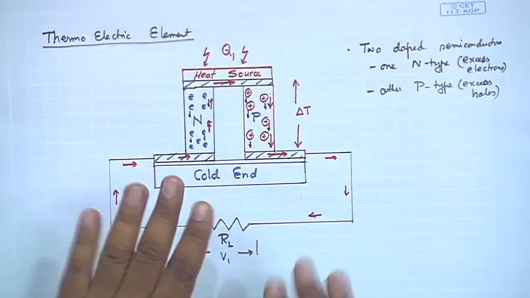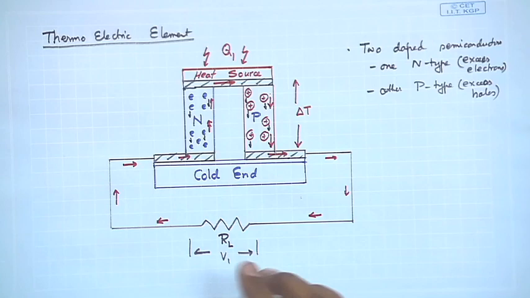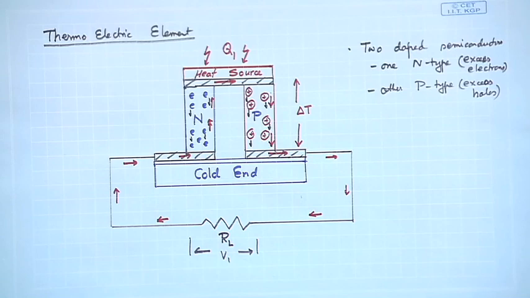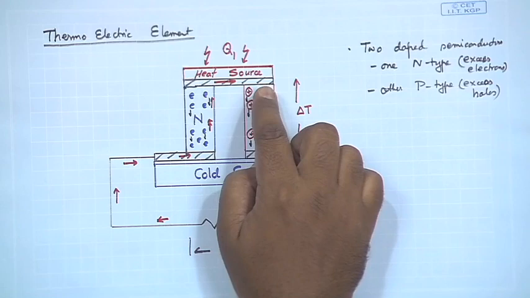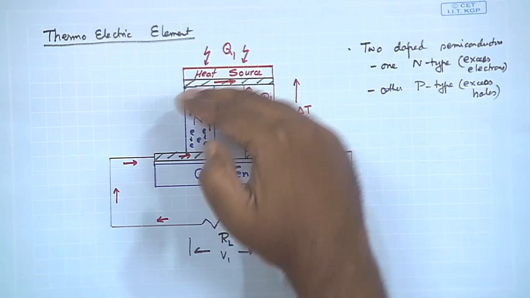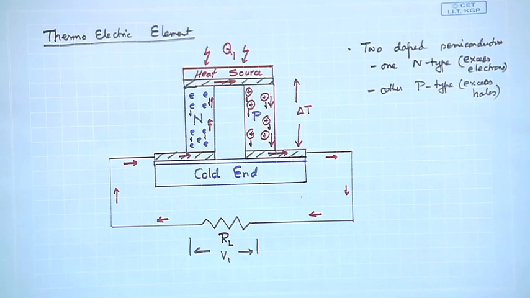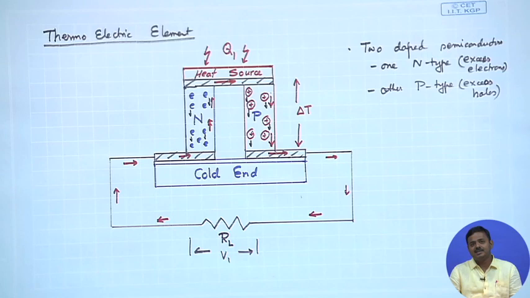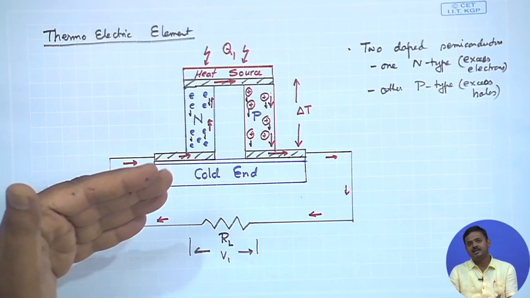That is how a thermoelectric module works. Let me summarize again. A thermoelectric element or pair consists of one p type and one n type semiconductor. They are arranged such that they are connected at one end in series, and thermally they are in parallel, in the sense that one end is heated and the other end is cold. When we do this, the charge carriers tend to move from the hot end to the cold end. The charge carriers are electrons for the n type and holes for the p type. So, electrons in the n type will migrate from the hot end to the cold end, and the holes in the p type will do the same.